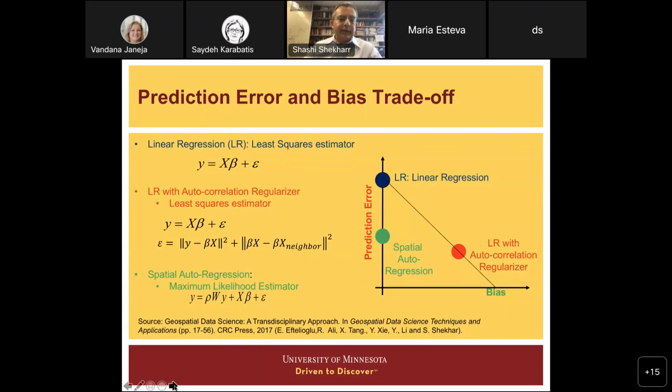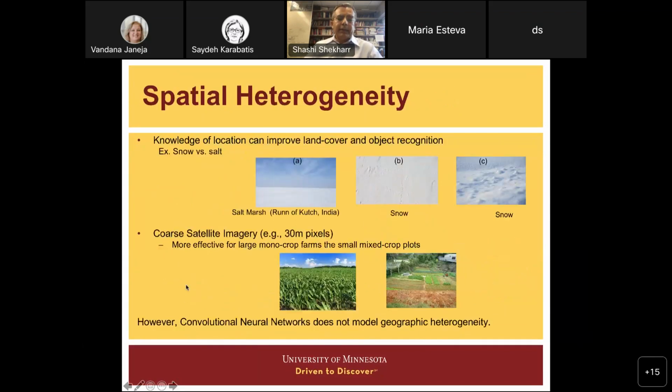So I'll spare the math because most people may not be interested in it. But let's talk about the second I, right? So I first talked about data samples being drawn independently of each other.